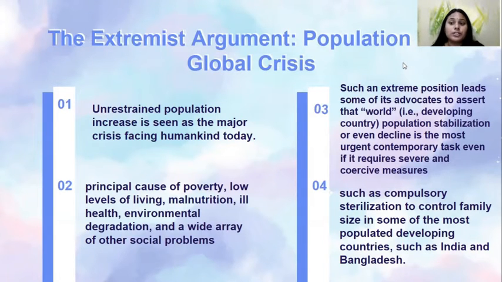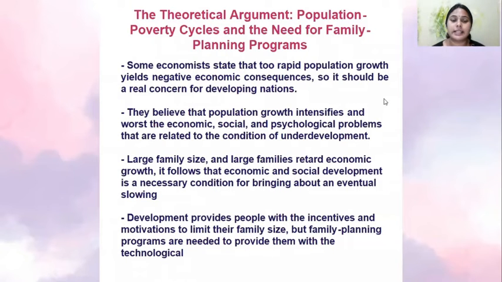Such extreme positions lead some of its advocates to assert that for the world, for example developing countries, population stabilization or even decline is the most urgent contemporary task, even if it requires severe and coercive measures such as compulsory sterilization to control family size. The second argument is the theoretical argument, which is related to the population-poverty cycle and the need for family planning programs.